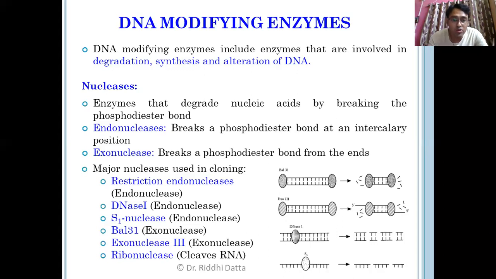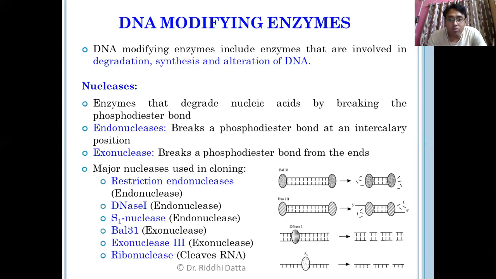Number one, endonuclease. Number two, exonuclease. Within the endonuclease, we have already studied the restriction endonuclease. Apart from the restriction endonuclease, there are two other types of endonuclease: one is DNase 1 and another one is S1 nuclease. And within the exonuclease, BAL31 and exonuclease 3 we can use for DNA modification.